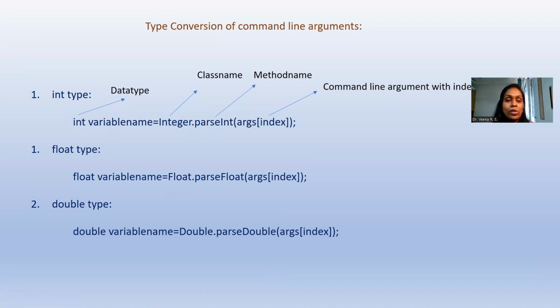Same way, you can also convert the string type of data, that is command line argument, into float as well as double using the statements written here. So float, variable name, Float.parseFloat, and the second type of floating point is double. There also you can make use of the parseDouble method and convert it into the double value. So after knowing what is command line argument and how you can convert a string value, that is command line argument, to the respective numeric data type and all, let us see lab program 1.